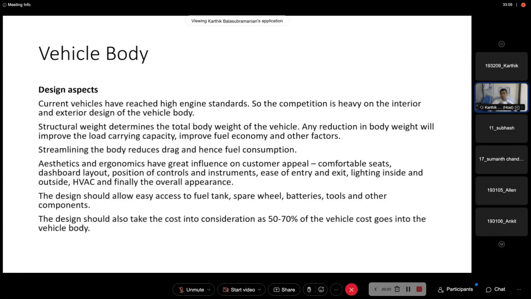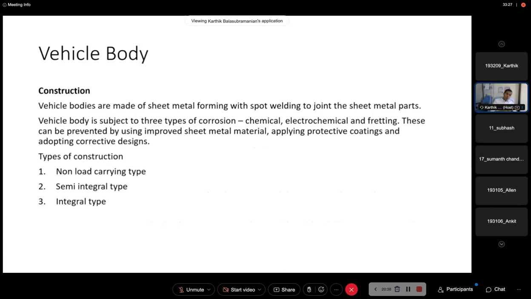The engine consumes a huge chunk of the cost, but the remaining 50 to 70% almost goes into the vehicle body and the components associated with the vehicle body. So that is why the vehicle body is very, very crucial. You can have either a non-load carrying type, a semi-integral type, or a fully integral type.